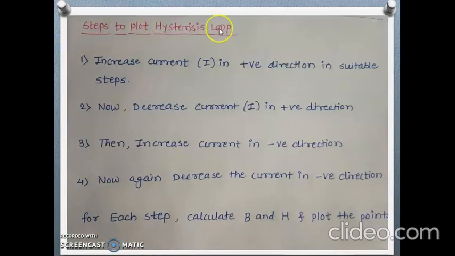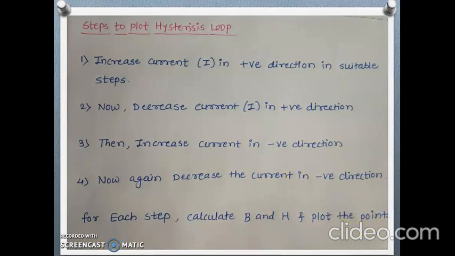These are the steps to plot the hysteresis loop. Increase the current I in the positive direction in suitable steps. This is the first step. Then decrease the current I in the positive direction only. Then increase the current in the negative direction, and again decrease the current in the negative direction. These are the four steps we are going to follow, and for each step we are going to calculate B and H and plot the corresponding point on the graph.